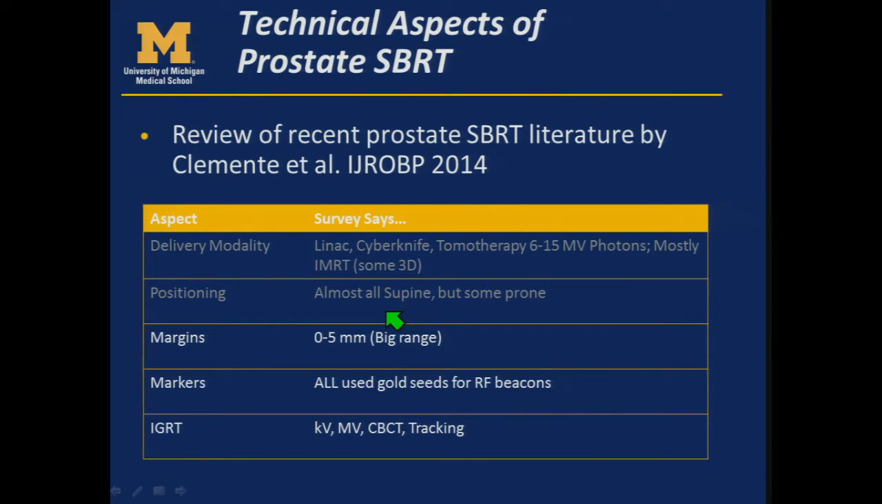As Mary mentioned, most people are going to do supine positioning. It's a little more reproducible, but many sites do need to use prone positioning. If you have a larger patient and you're using RF tracking, there are some limits to where you can actually track those patients. So we have in Michigan quite a few patients that are treated prone if we're doing RF tracking. There was a huge range of margins used on the PTV, 0 to 5 millimeters.